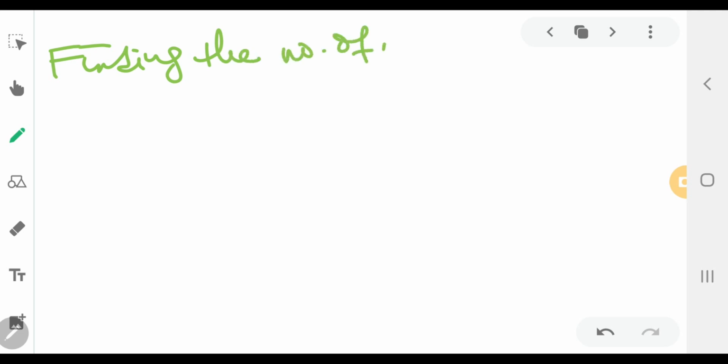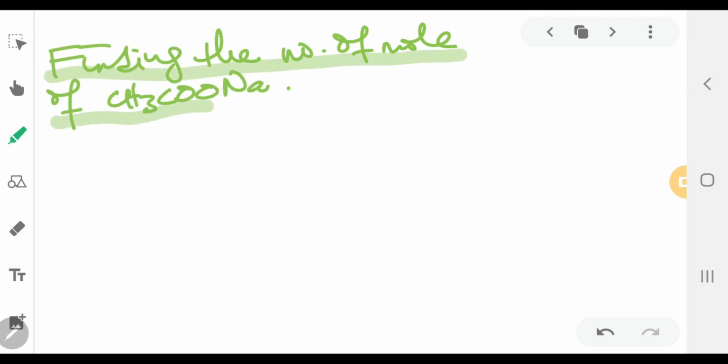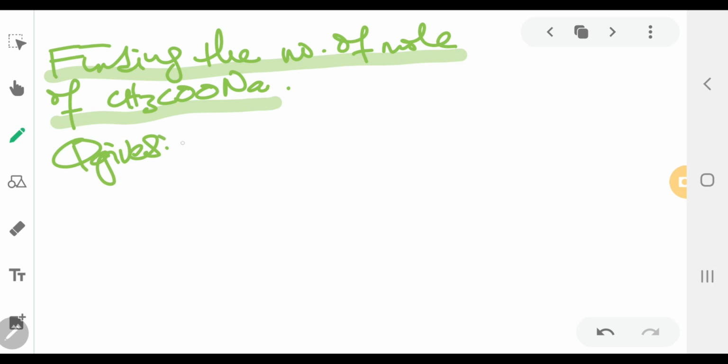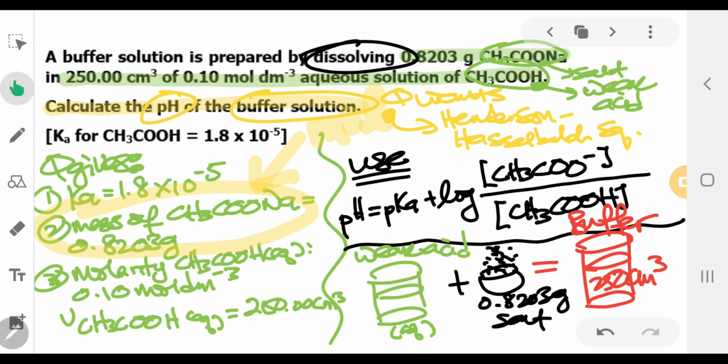Now, we want to find the number of mole of CH3COONa (0.8203).